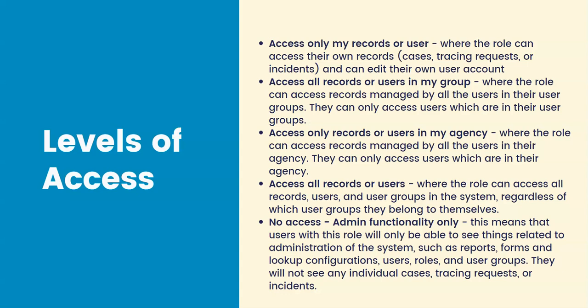Access only records or users in my agency, where the role can access records managed by all the users in their agency. They can only access users which are in their own agency. This could be a role held by a focal point or an organizational system administrator. Then, access all records or users, where the role can access all records, users, and user groups in the system, regardless of which user groups they belong to themselves. This level of access would be used in only rare circumstances.